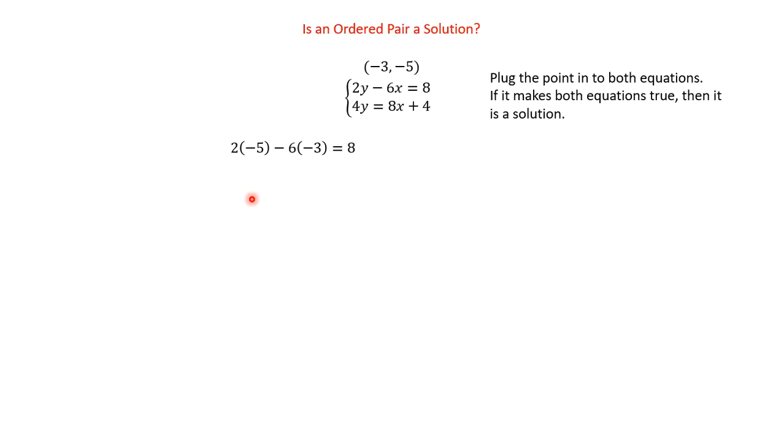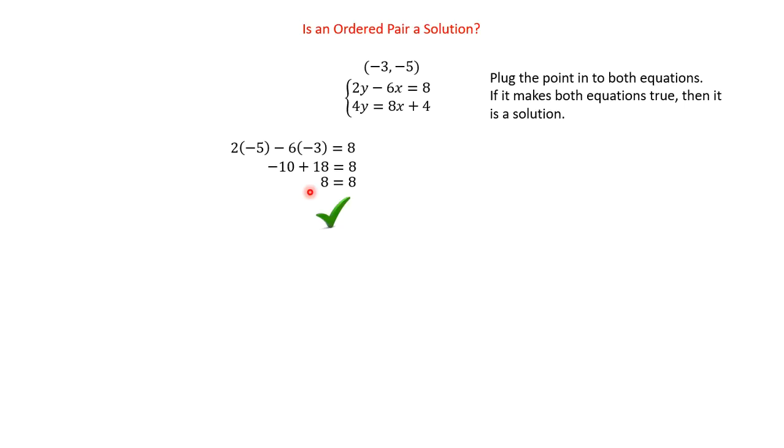2 times -5 is -10. -6 times -3 is plus 18. So we have -10 plus 18 equals 8. -10 plus 18 is 8. Does 8 equal 8? Is that a true statement? Yes, it is. What would an example of a non-true statement be? 8 equals anything other than 8. 0 equals 1. Just anything that's not actually equal.